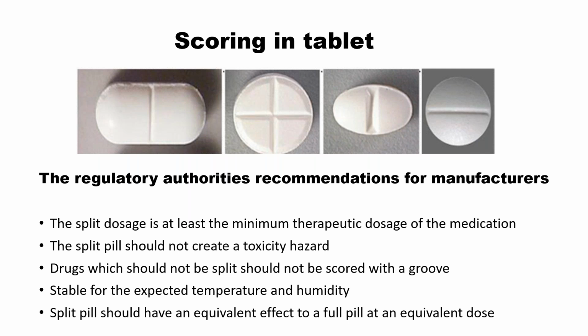So it is important to know that if a tablet does not have any scoring, it should not be divided, or half a tablet or 1/3 tablet should not be used, because it is meant for usage as a whole tablet. Scoring is only made in those tablets where manufacturers allow that the dosage can be divided, and if it is also fulfilling these regulatory authority criteria.